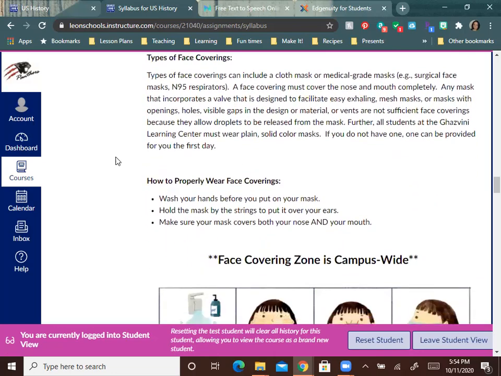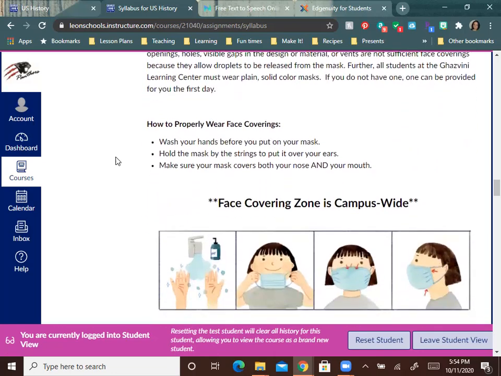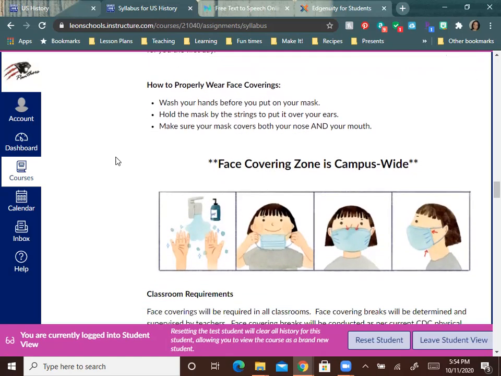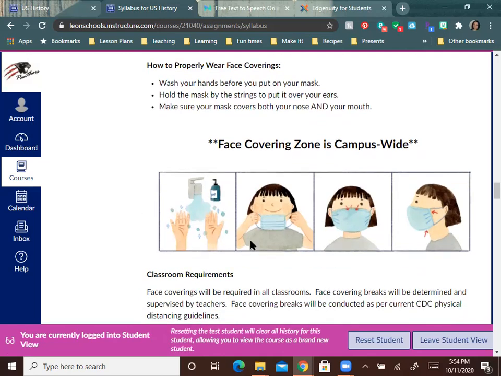Further, all students at the Gasvini Learning Center must wear plain, solid color masks. If you don't have one, we can provide you one. How to properly wear face coverings. Wash your hands before you put on your mask. Hold the mask by the strings and put it over your ears, and make sure your mask covers both your nose and your mouth. So this is a little diagram of how to put on a mask.